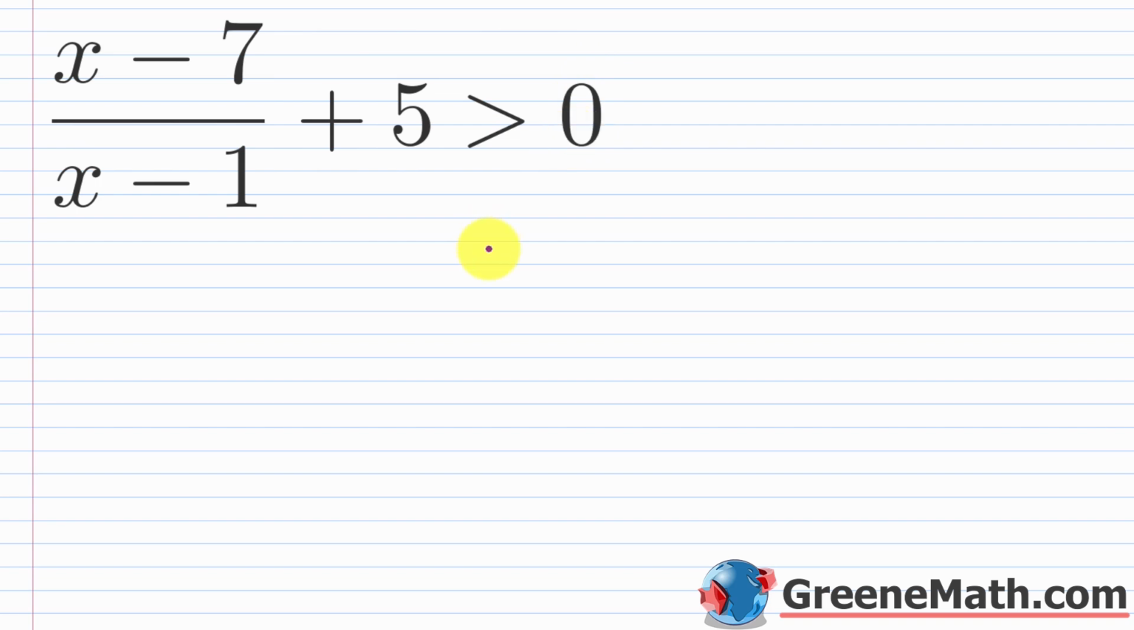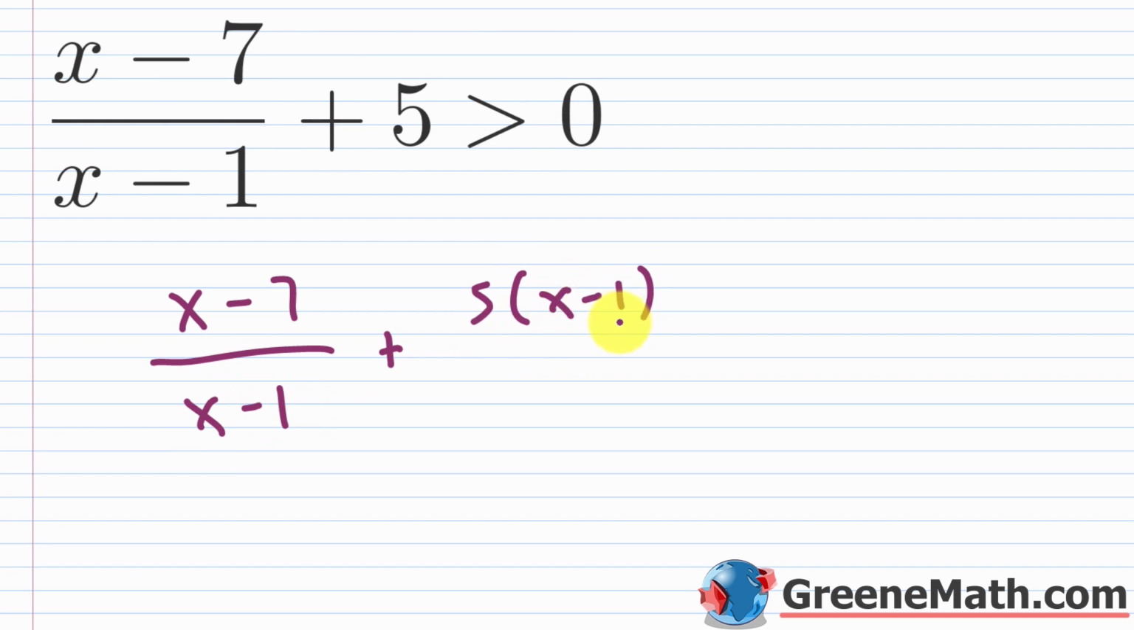Okay, so what I'm going to do here is just get a common denominator, and x minus 1 would be that common denominator. So I would say x minus 7 over x minus 1. Then plus, you have your 5 multiplied by this quantity x minus 1. Make sure to use parentheses there. Then this is over x minus 1 down here. No need for parentheses in that case. So we'll say this is strictly greater than 0.